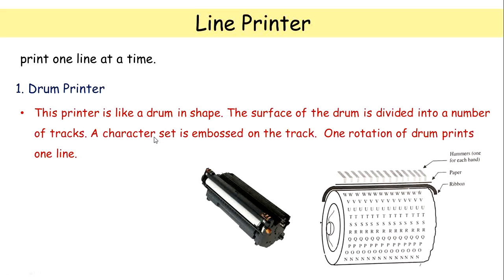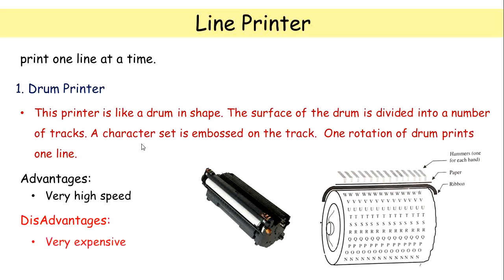The surface of the drum is divided into a number of tracks. A character set is embossed on the track. One rotation of the drum prints one line. Advantages are very high speed. Disadvantages are that it is very expensive. Line printer, drum printer is very expensive as compared to dot matrix printer as well as daisy wheel, and character font cannot be changed.